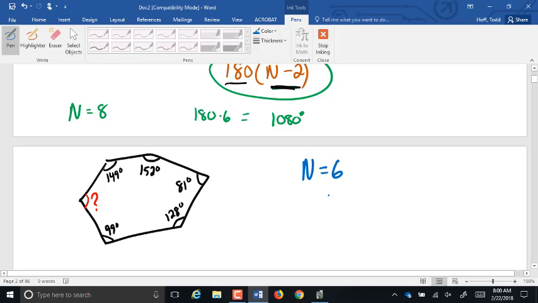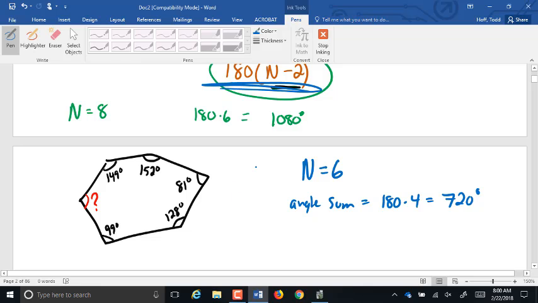N equals 6. So the angle sum is 180 times 4, 720 degrees. Remember, 2 less. Yep, N minus 2. So 720 total degrees.